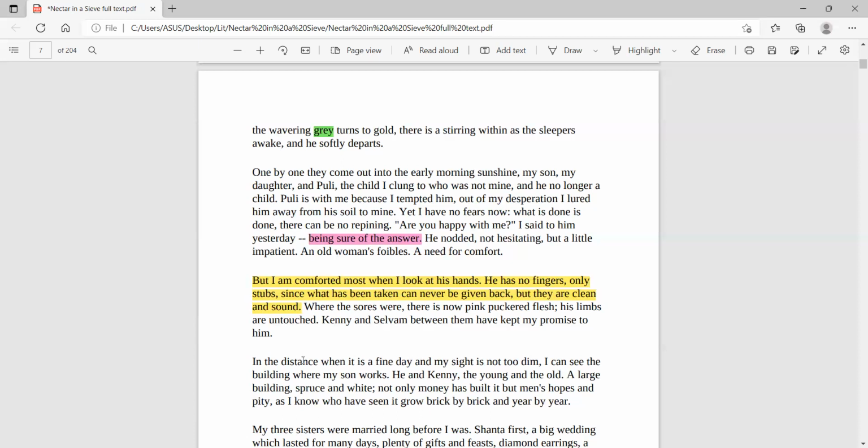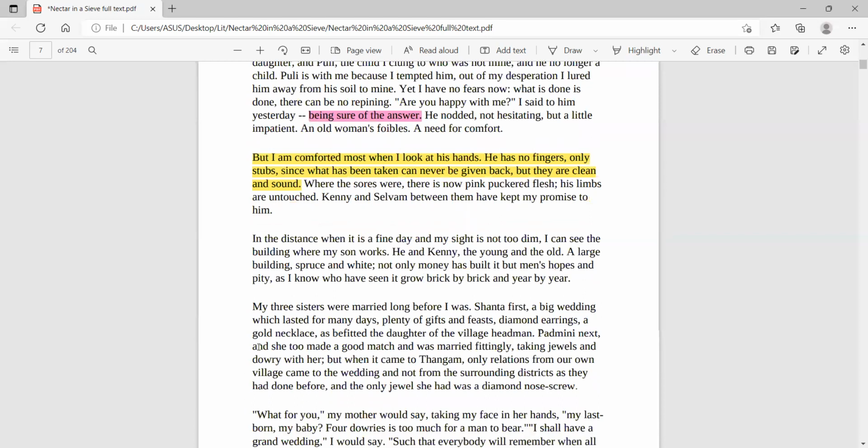Kenny is the name of the doctor, and Selvam is the protagonist's fifth son. Between them they have kept my promise to him. The narrator's promise to Puli was for a better life. This promise was fulfilled by whom? By Kenny and Selvam. Exactly.